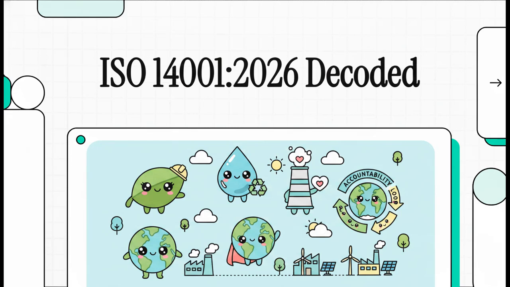Today we're getting into the actual mechanics behind ISO 14001-2026. If you've ever wondered how the world's top organizations manage their environmental impact out in the real world, and not just on a piece of paper, you are absolutely in the right place. We're going to completely decode the standard to see how it builds what we call an accountability loop.